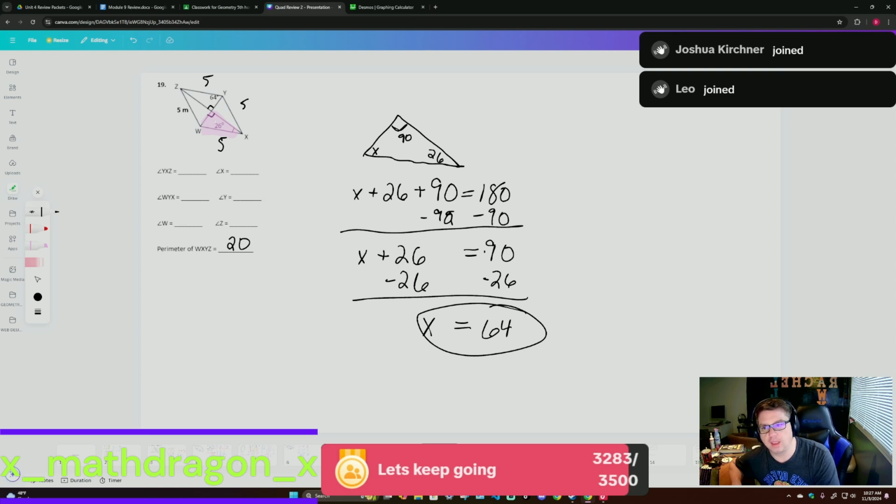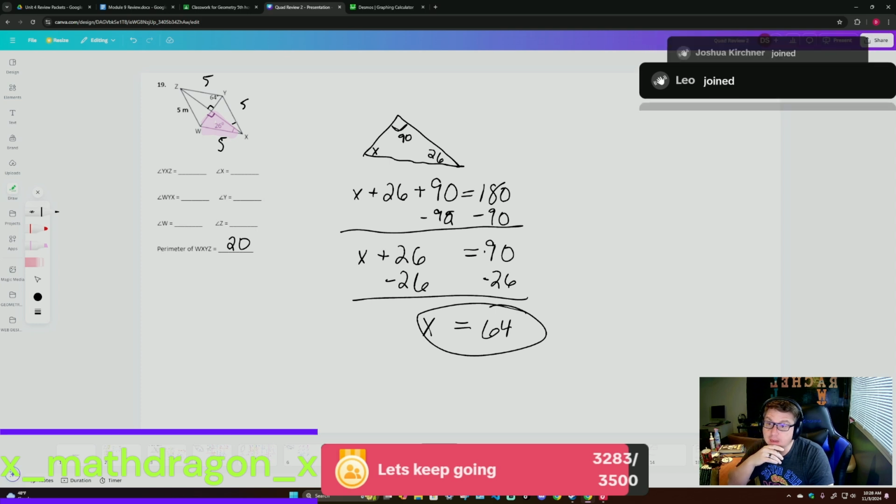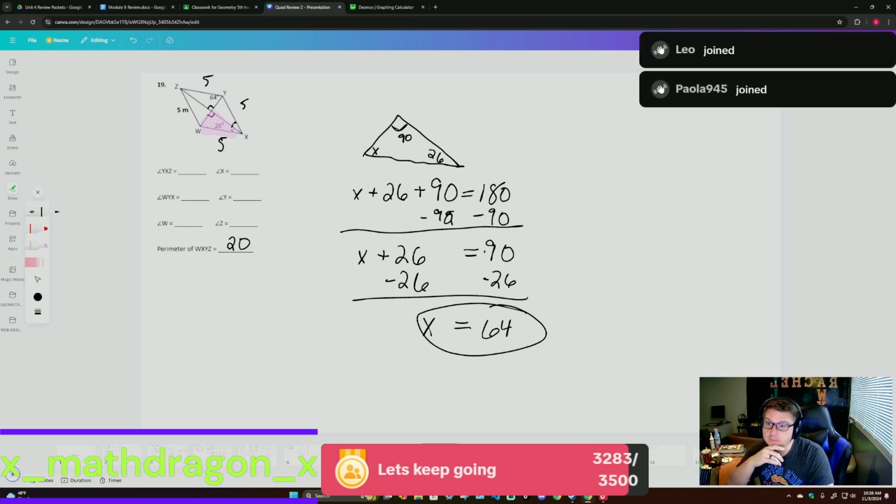So when we look at WYX, we also know that these angles get bisected as well. So if this is 26, this is 26.